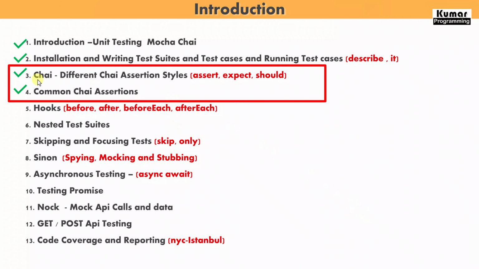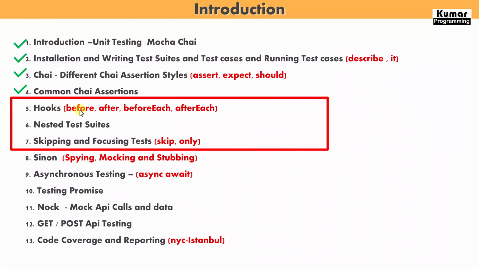In our previous session, we saw the different Chai assertion styles, assert, expect, and should, and we saw how to write the common Chai assertions for all these three styles. Now in this session, we are going to learn about hooks. Mainly, we are going to cover before, after, beforeEach, and afterEach hooks. And we are going to see what nested suites are, as well as skip and focus tests. These three topics are very small, but they are very important whenever we are writing our test cases. Now let's see how we can write them.